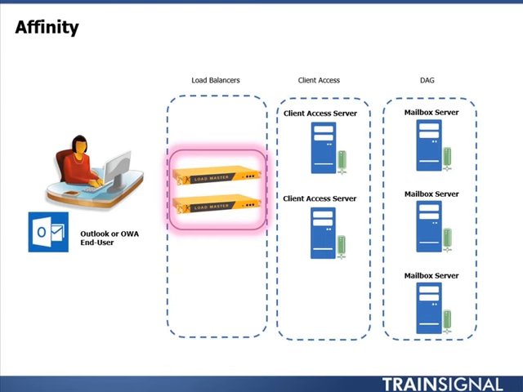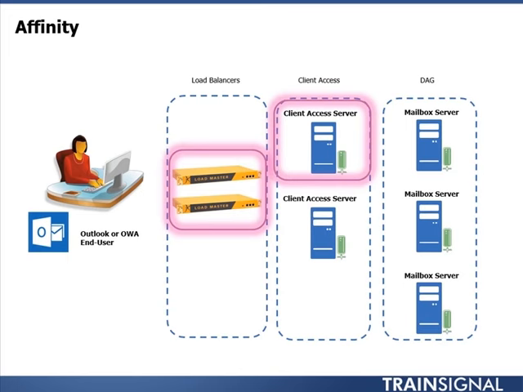Now the load balancer assigns the session to a CAS member in the load balanced pool. So one of these CAS servers is going to get this session. They're not configured in an array, but they're part of the load balancing pool. The client access server will authenticate the request and will perform a service discovery by accessing Active Directory, and it will retrieve the following information.